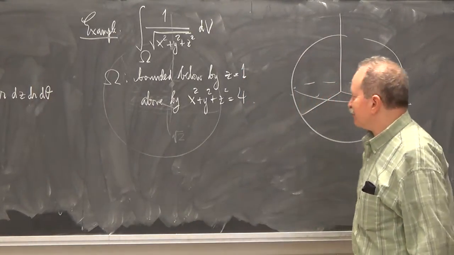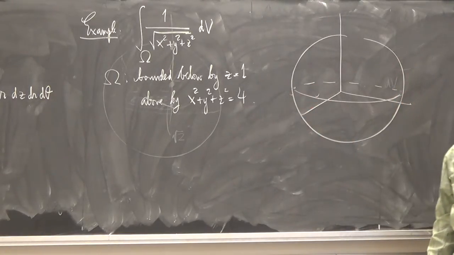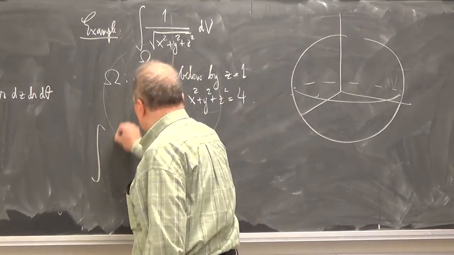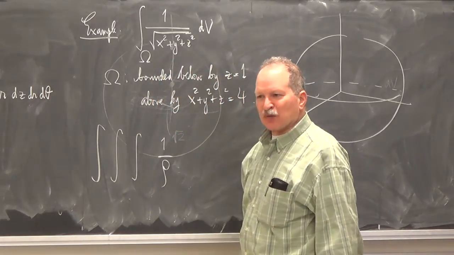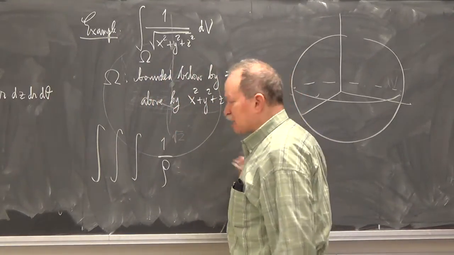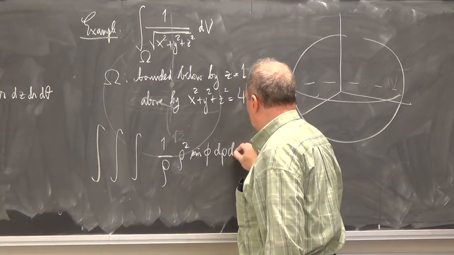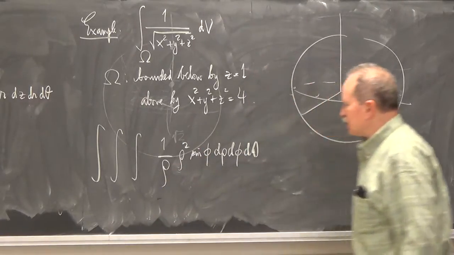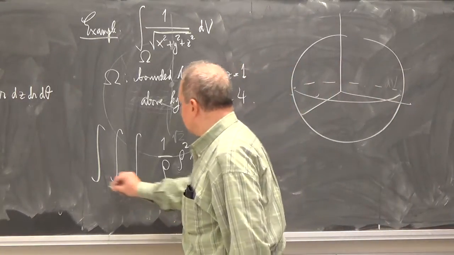Let's do it. So, looking at what I want to integrate, which coordinate system would you rather use? Spherical, although you don't necessarily have to. I would rather put 1 over rho than mess with square root of r squared plus z squared. And then the fudge factor, rho squared sine phi, d rho, d phi, d theta. Notice how nice that is. Limits, please. Theta goes 0 to 2 pi.